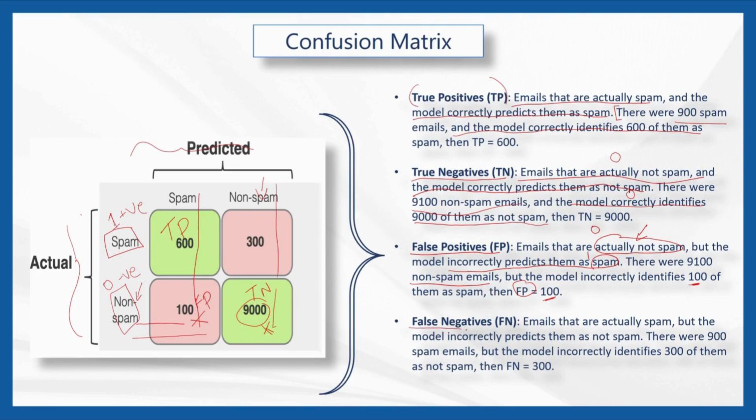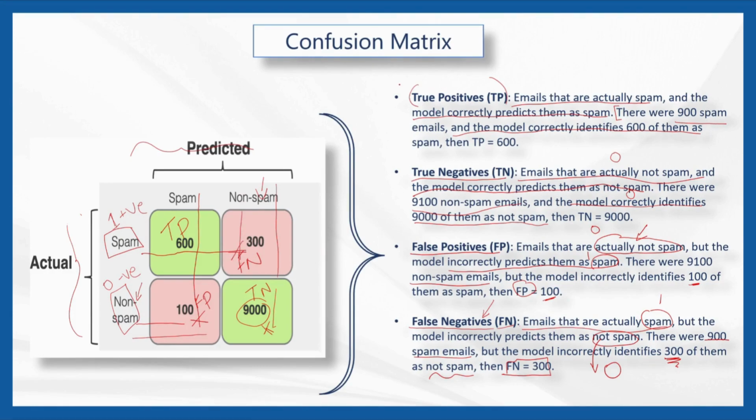Now coming to the last one, false negatives. These are emails that are actually spam, but the model incorrectly predicted them as not spam. That is, they were class 1 but got predicted as class 0, hence the name false negative. There were 900 spam emails in our example use case, and the model incorrectly identifies 300 of them as not spam. Our false negative becomes 300. So this is our false negative. How to visualize this? Actually, the email was spam, that is the positive class, but it got predicted as non-spam, so the intersection becomes the false negative.